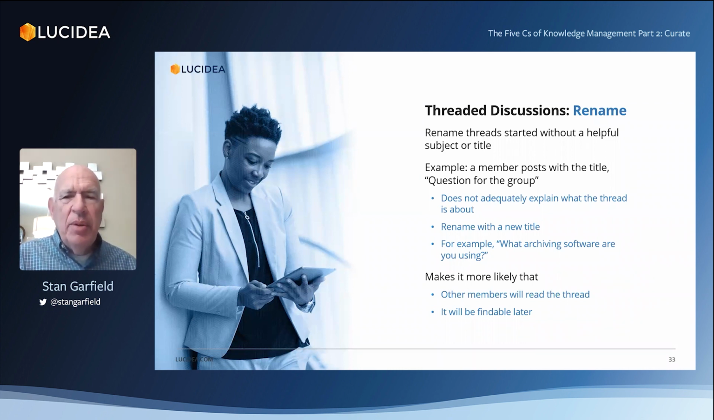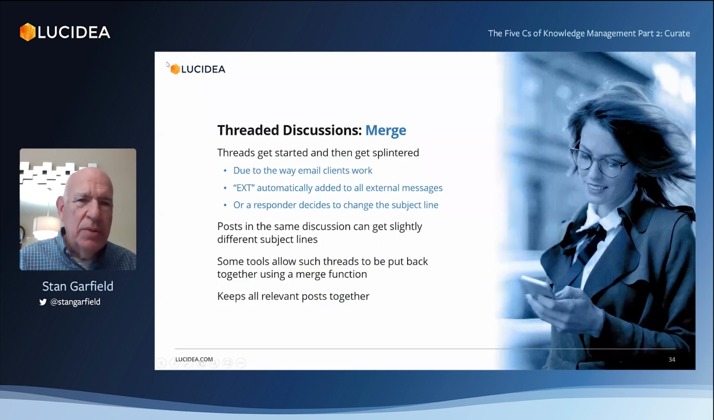And therefore, if you rename it with something like, "What archiving software are you using?" Now people can see that title and say, oh yes, that's something that I can answer, or that's something that I'm interested in, or no, I'm not interested in that at all, so I can just ignore it. But with "question for the group," you won't know, is this something I should read or not? So it makes it more likely that other members will read the thread if it's of interest to them, and then it will be findable later. So if someone searches on archiving, they can find that thread versus the original title. So renaming can be a powerful form of curating online discussions.